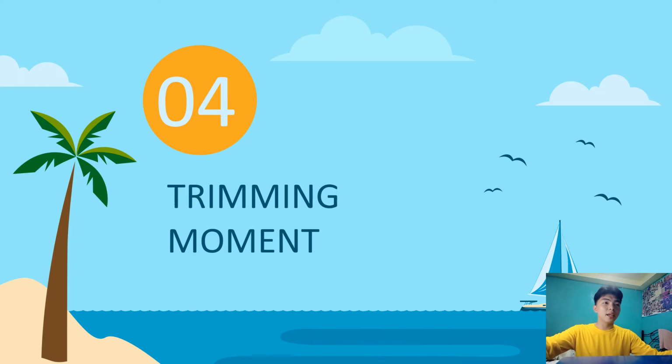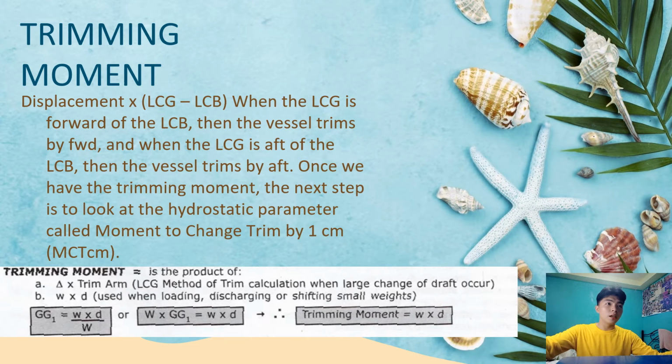Number 4, the trimming moment. Trimming moment equals displacement times (LCG minus LCB). When the LCG is forward of the LCB, then the vessel trims by the forward. And when the LCG is aft of the LCB, then the vessel trims by the aft.